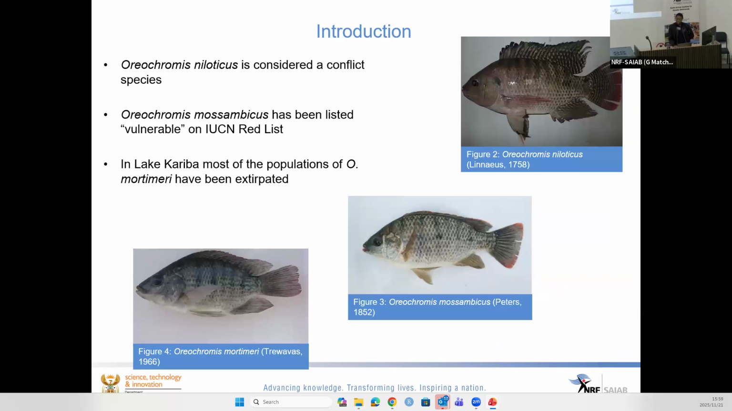Oreochromis niloticus is considered a conflict species, meaning that it can confer great economic benefits, but it can also cause many negative ecological impacts. For instance, Oreochromis mozambicus has been listed as vulnerable on the IUCN Red List here in South Africa due to its hybridization with Oreochromis niloticus. And in Lake Kariba, most of the populations of Oreochromis mortimeri have been extirpated due to the introduction of Oreochromis niloticus, but some populations still persist in the Middle Zambezi.